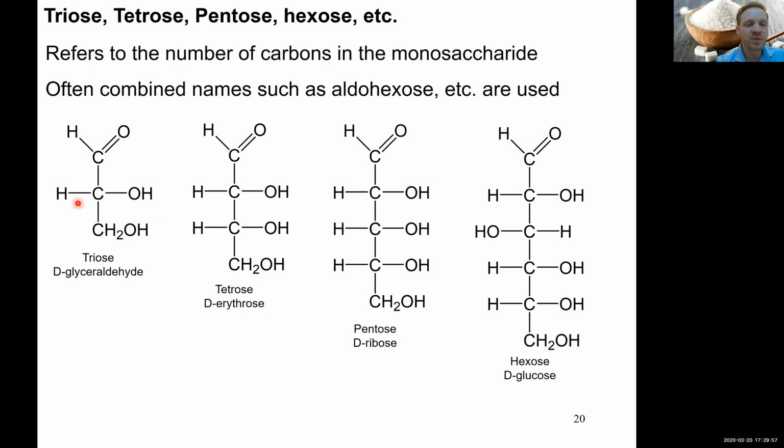If it's 3 carbons, it's a triose. If it's 4 carbons here, it's a tetrose. With 5 carbons, we have a pentose. And with 6 carbons, we have a hexose. For example, most prominent here is our glucose. Okay. There are higher sugars. We see some of those, but I don't really ask you to know those.